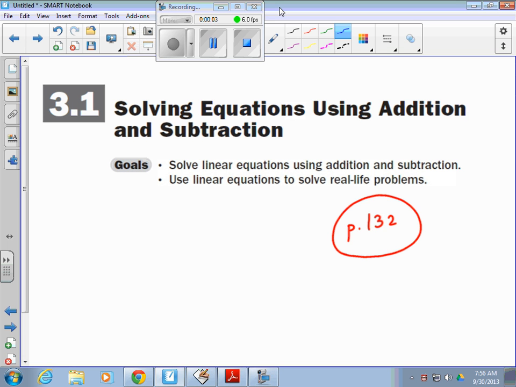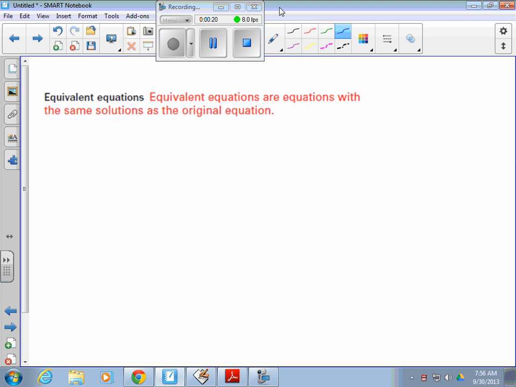Today we're looking at section 3.1, solving equations using addition and subtraction. We're solving linear equations using addition and subtraction, and we're modeling them with real life problems, beginning on page 132 in the Algebra 1 textbook. We have a few definitions.